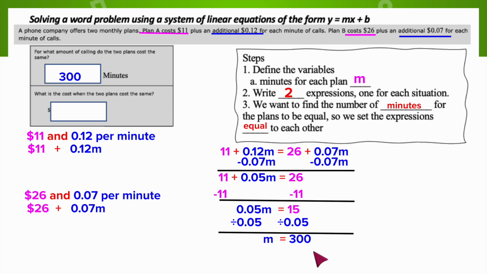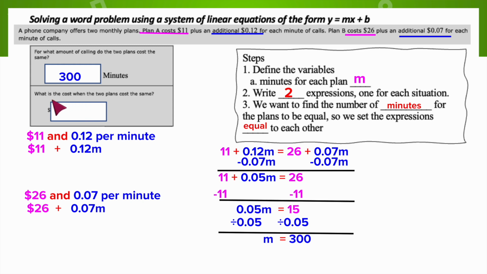Okay, so if I'm going to talk for less than 300 minutes, I probably want to go with plan A. If I'm going to talk for more than 300 minutes, I probably want to go with plan B so that those minutes aren't continuing to add to my cost. They're 5 cents less for every minute that I talk on plan B. So again, it just depends on what I need there.